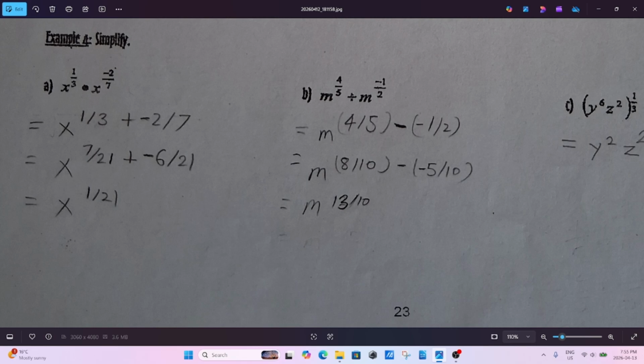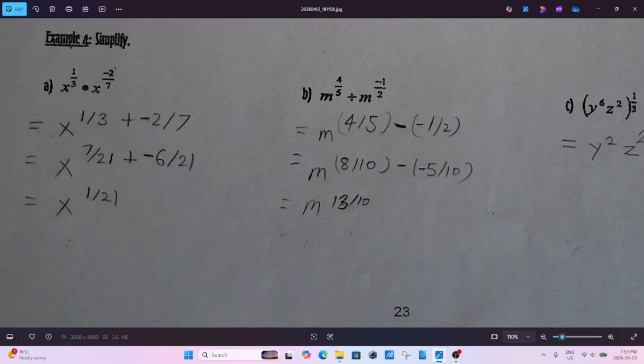Simplify x to the 1/3 times x to the -2 over 7. So we're going to use some exponent laws, and we're going to say x to the 1/3 plus -2 over 7 is equivalent. Common denominator to add fractions, so x to the 7 divided by 21 plus -6 over 21. So the answer is x to the 1 over 21.